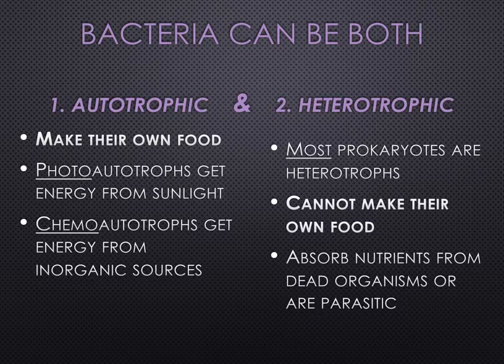In autotrophs, they can be chemo or photoautotrophic. If it's chemoautotrophic, they're getting their energy from inorganic sources. These would be bacteria that are in the depths of the ocean where there isn't any light. But photoautotrophs are going to get their energy from sunlight, just like plants. And then heterotrophs, those have to either consume other organisms by eating them and absorbing nutrients from dead organisms, or they're parasitic.